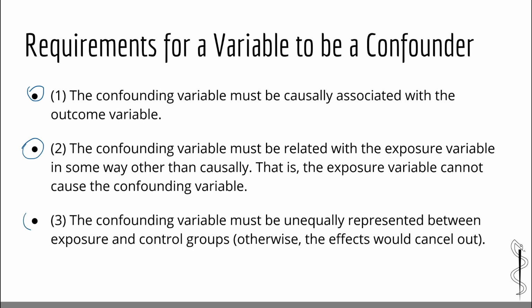Third, the confounding variable must be unequally represented between the exposure groups and control groups. Otherwise, the effects would cancel out. Again, this is easy to understand. If your control group has the same amount of confounding as in the experimental or exposure group, then when you compare them, you will not notice any differences in the effects because the effects cancel out between the groups. This is why randomization is an effective method for controlling for confounding, because you are trying to balance out any potential confounding variables equally between the control and experimental groups.